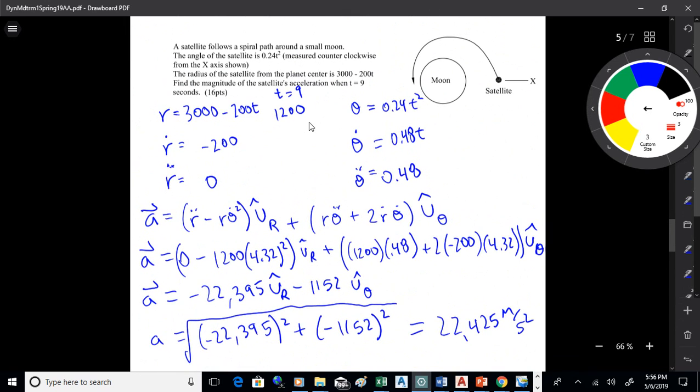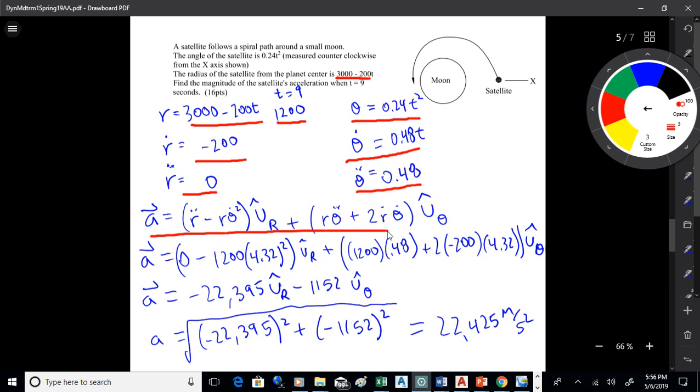Okay, the next one was a spiral problem. You're given the radius, 3,000 minus 200t. So that's 1,200. Take a time derivative, you get r dot is negative 200, and r double dot, which is the acceleration of the radius, would be 0. You're given that the angle of the satellite is 0.24t squared, so take a time derivative, you get the angular speed, 0.48t. Take another time derivative, you get theta double dot at 0.48. Then you just plug everything into the acceleration equation, get this acceleration vector, take the square root of the sum of the squares, and you get the magnitude of acceleration.